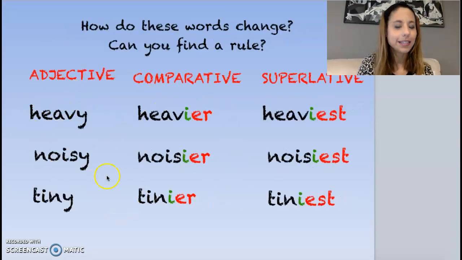Look at these adjectives, heavy, noisy, and tiny, and think about what is the rule. Heavy, heavier, heaviest, noisy, noisier, noisiest, tiny, tinier, tiniest. So think about what is happening here. Okay, let's explain the rule.